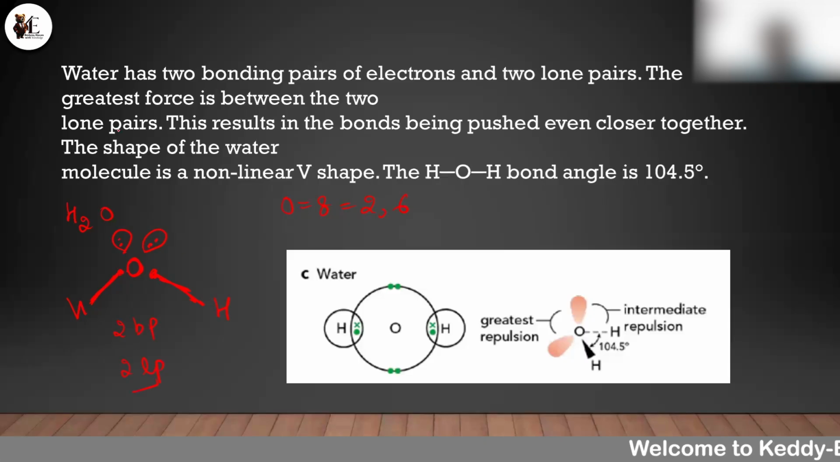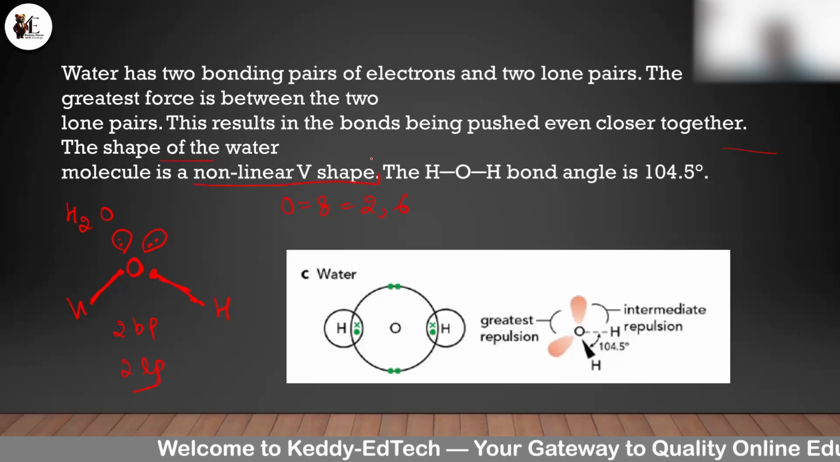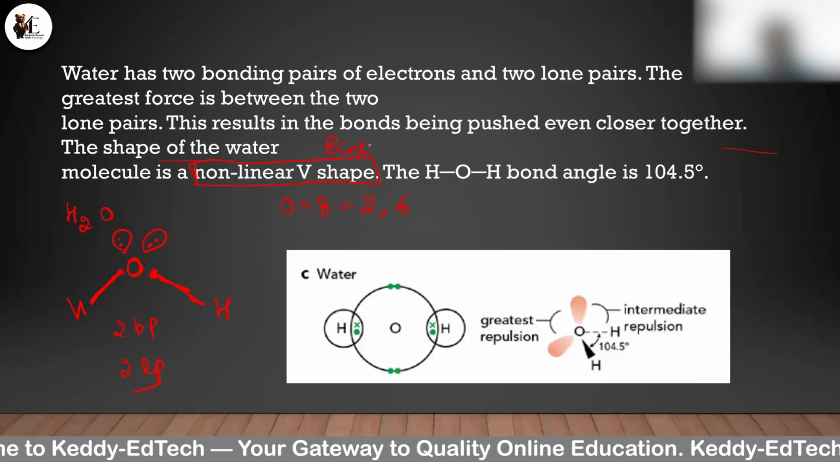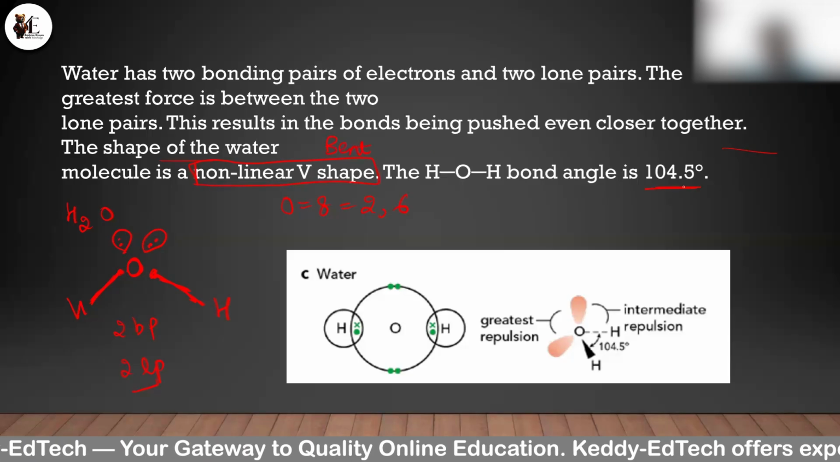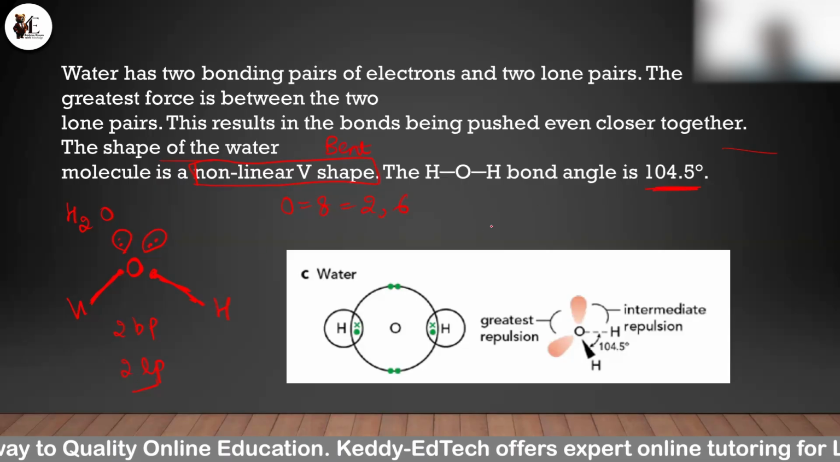The greatest force is between the two lone pairs. This results in the bonds being pushed even closer together. The shape of the water molecule is non-linear V shape, or you can say bent shape. The bond angle is 104.5 degrees, and if we talk about hybridization, it is also sp3.